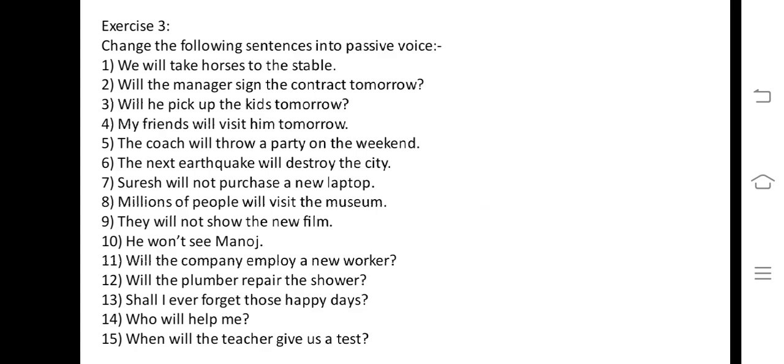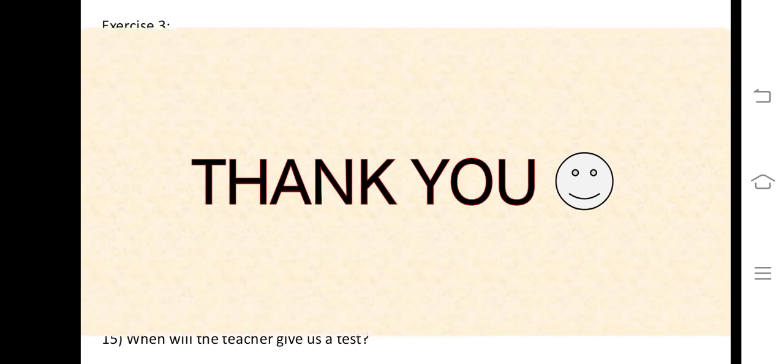For your further practice in exercise 3, I have given sentences of simple future tense. Do practice of these two exercises, and in my next video you will get answer keys of both the exercises.